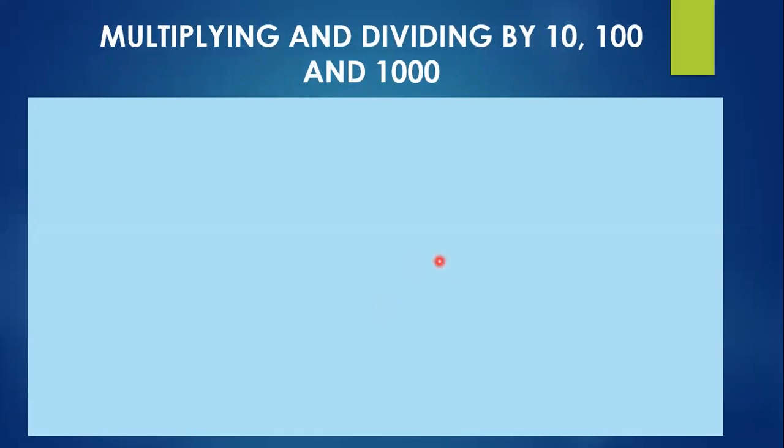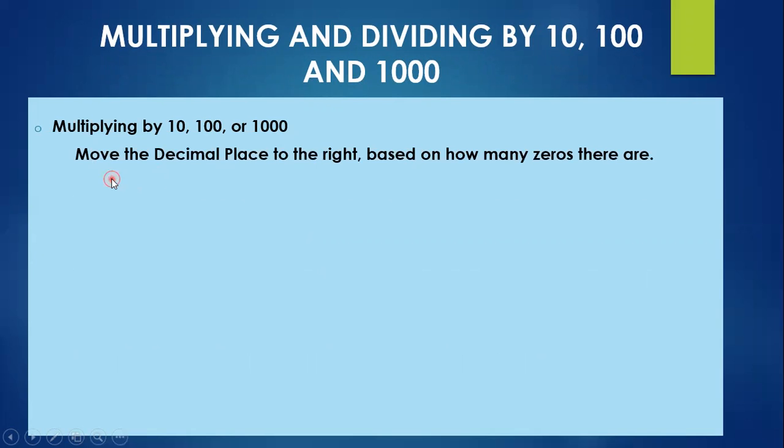Multiplying and dividing by 10, 100 and 1000. Now look here, a quick review of multiplication and division by 10, 100 or 1000. If you have the value 8.8 multiplied by 10, what should we do in multiplication? We have to move the decimal towards the right. How many places? 10 has one 0, so we have to move one place towards the right. When we move one place towards the right, it becomes 88.